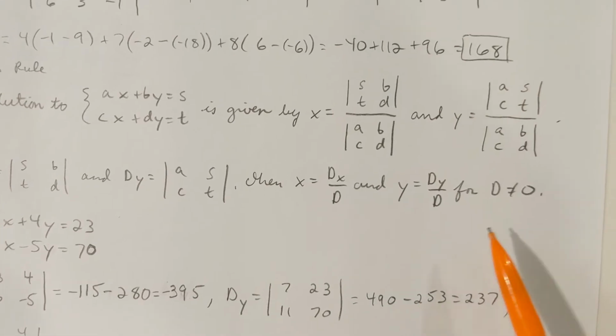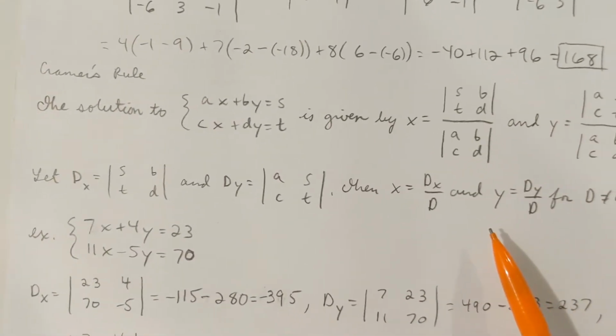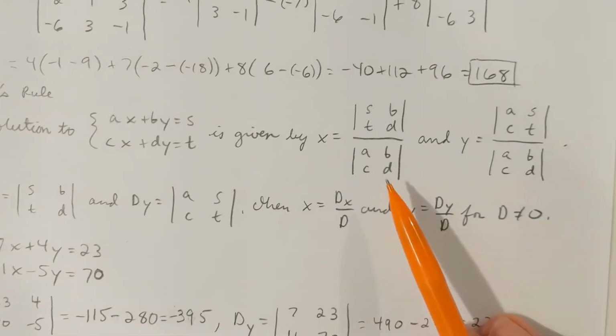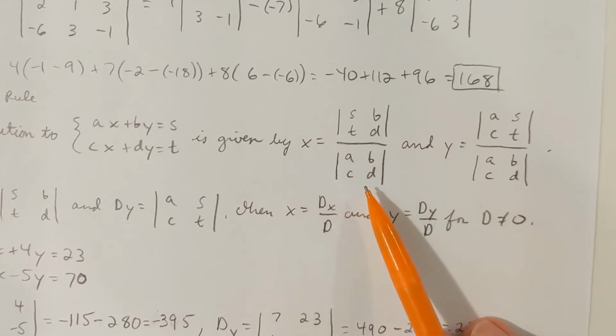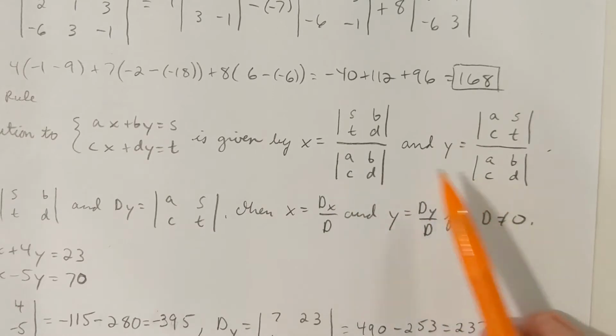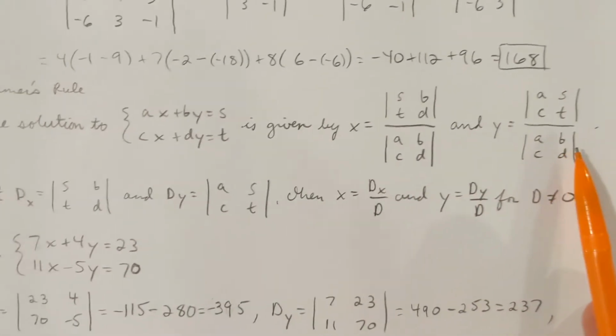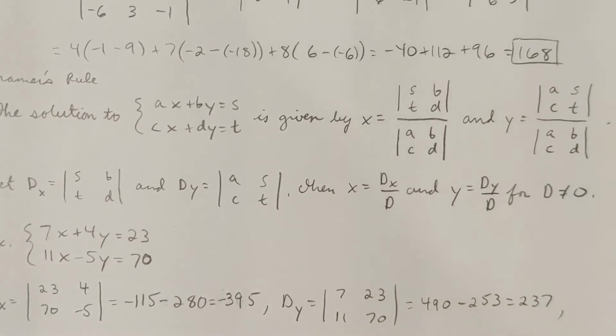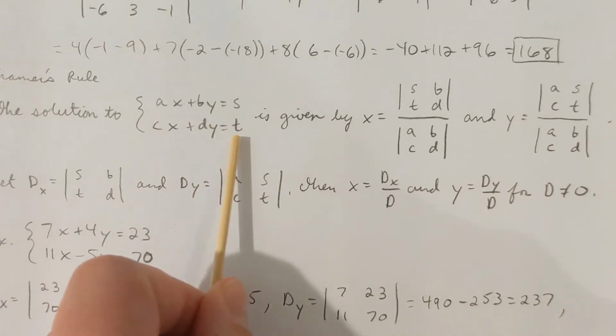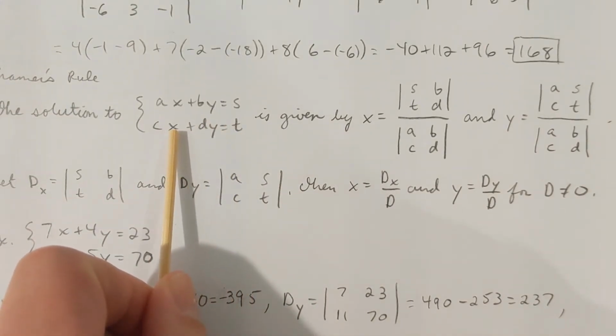D is going to be represented by the determinant that would be in the denominator here, which is going to be the same for each value that you're calculating. Okay, now one way that I like to remember how we're getting the numerator determinant is whatever the subscript value is, you're just going to simply move the coefficient column over to that variable column.